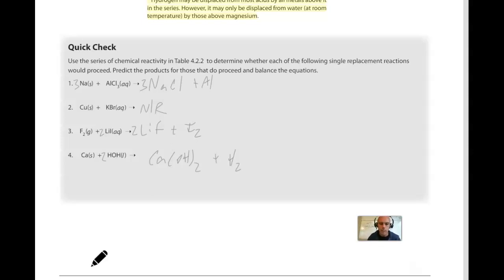This 4th one down is calcium reacting with water, written as HOH. You'd more likely see it as H2O, but I'm giving you a little hint here to think of water as HOH. And again, when we're dealing with water, the metal by itself, in this case calcium, will only replace the hydrogen if it's above magnesium. And calcium is, therefore calcium will bond with hydroxide, and hydrogen, always being diatomic, is written as H2.